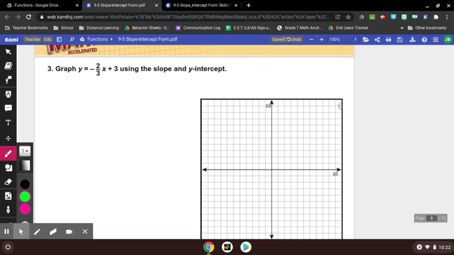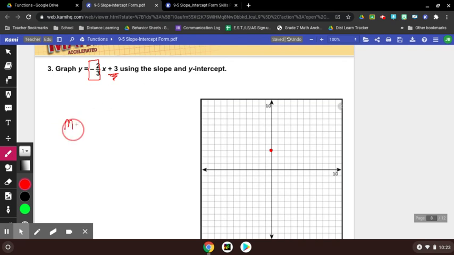Okay, so we have another one. What is the slope and what is the y-intercept? I'm sure you were able to identify that negative 2/3 is our slope and our y-intercept is 3. So remember, we start at the y-intercept, which is 3 because that's on the y-axis.